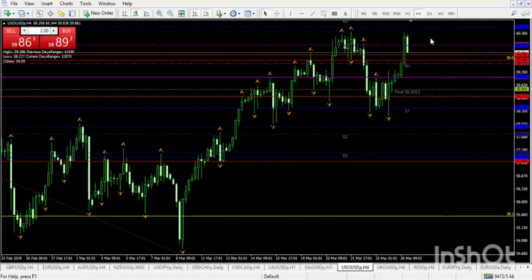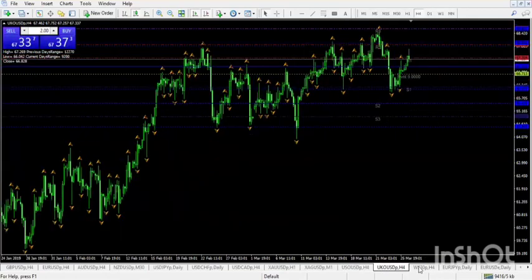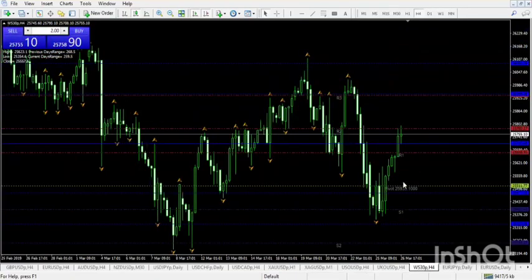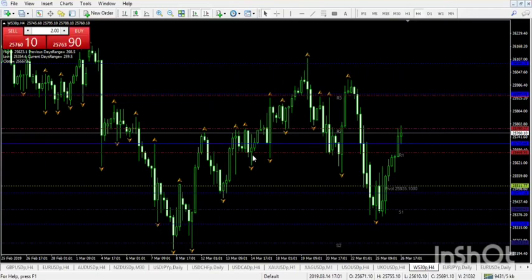Or for example, in the Dow Jones chart, you see that a few hours ago someone asked me about the Dow Jones and I told you that I have to buy here. And I bought when the price was right here. And I know that the next pivot is right there. Can you see it with the red line?